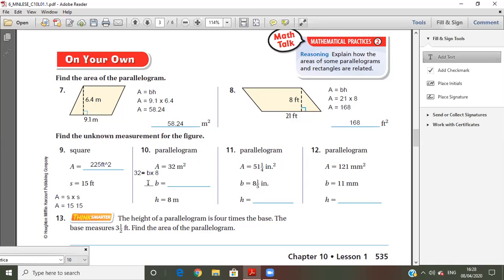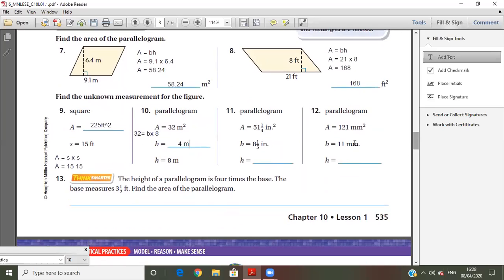So 32 divided by 8 will give you 4, or even you can simply see B is something number multiplied by 8. So what number multiplied by 8 gives you 32? So 4 multiplied by 8 gives you 32. We are forgetting something, the unit. You should never forget the unit because that's a very important one. Okay, now I will not confuse you more with these kinds of fractions. Let's move on to question number 12.